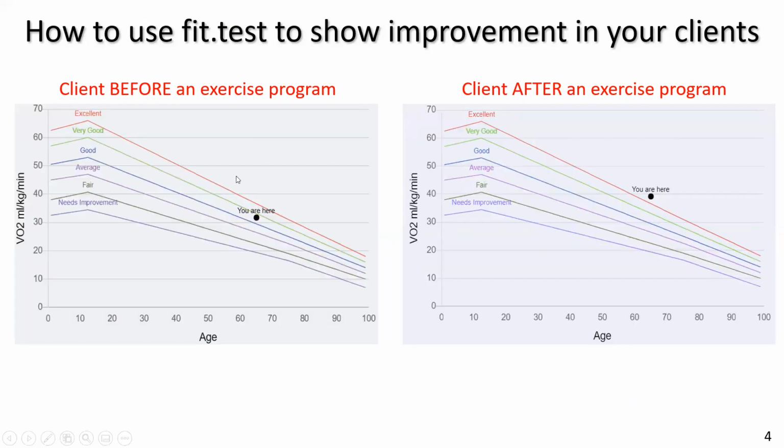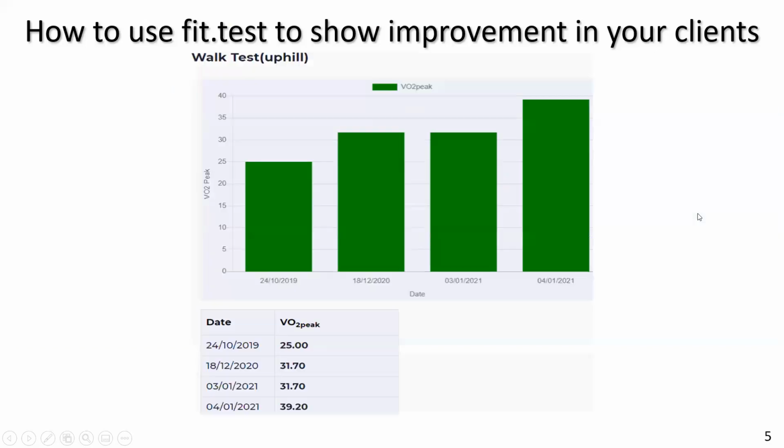So finally, this is what you'll see before and after an exercise program in terms of age categorizations. It displays nicely the change in fitness after the exercise plan. And there's another way that you can document this, a feature in fit test where you can graph in bar graph form the changes in VO2 peak for a given exercise modality. These graphs will be available for all four exercise modalities.